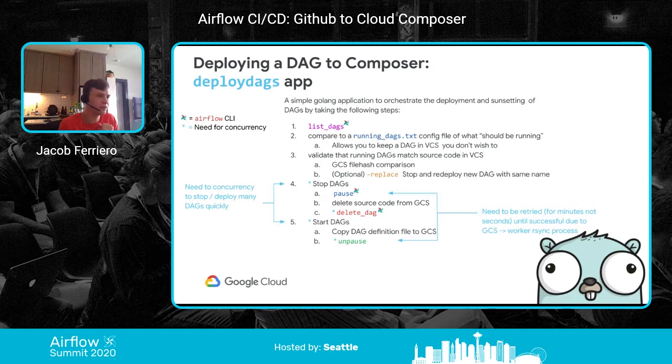If you can imagine, if you were deploying 100 DAGs at once, you wouldn't want to have to wait for 100 minutes because you were doing them in serial. You'd want to be doing all of those polling and retries on the unpause concurrently. So that's the idea behind the Deploy DAGs app.